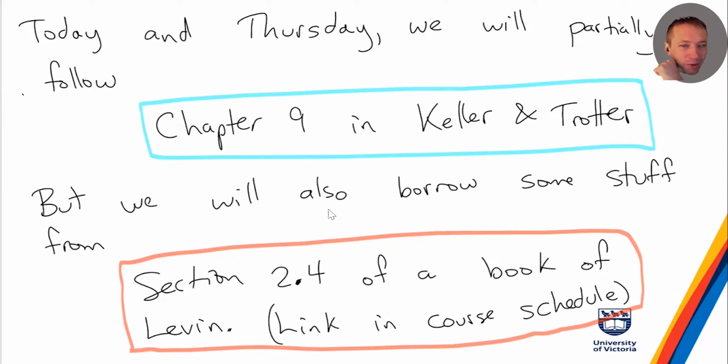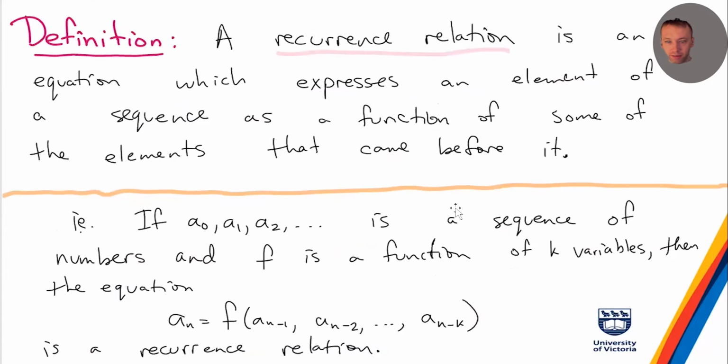But there's a few parts of this chapter which I'm not that happy with how they do it, just because it seems unnecessarily complicated in a sense. So for those parts, we will be partially following section 2.4 in a book where the author's name is Levin. It's called Discrete Mathematics, an Open Introduction or something. So we've always had these links to the textbook in the course schedule. Okay, so we're going to be talking about recurrence relations for pretty much the rest of the course. I guess actually the whole rest of the course.